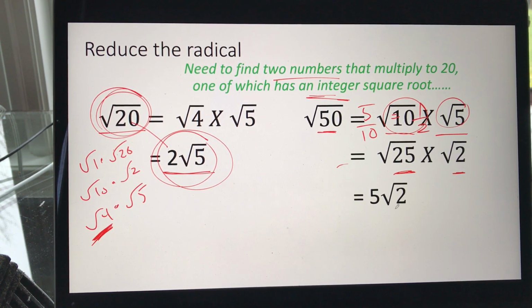Don't be thrown by this notation. We've written things like this all the time. 5 written beside root 2 means 5 times root 2, just like if I had 5x, that means 5 times x. Okay, we write things side by side all the time. This is okay.